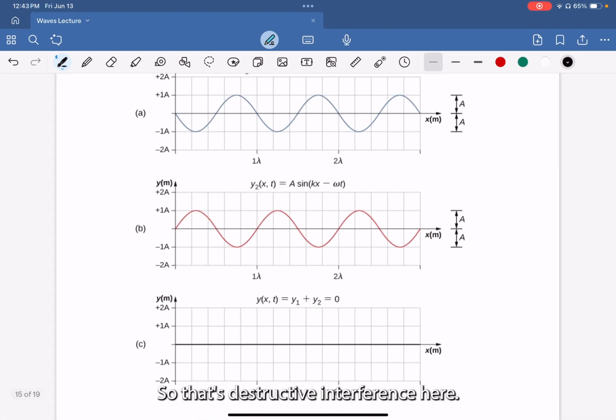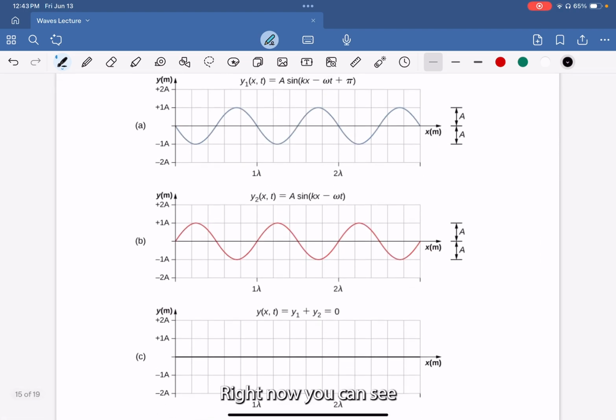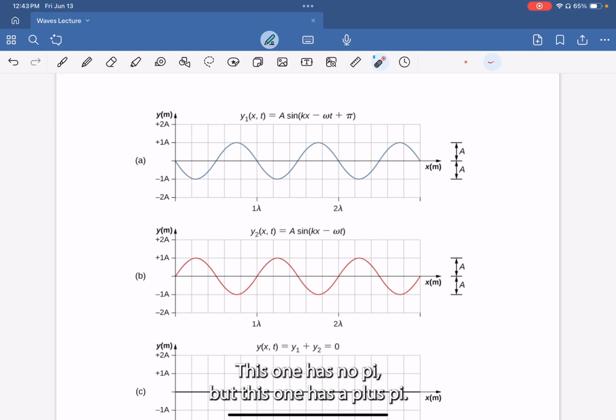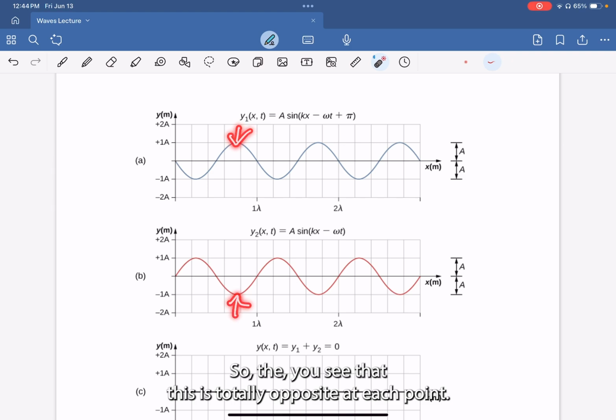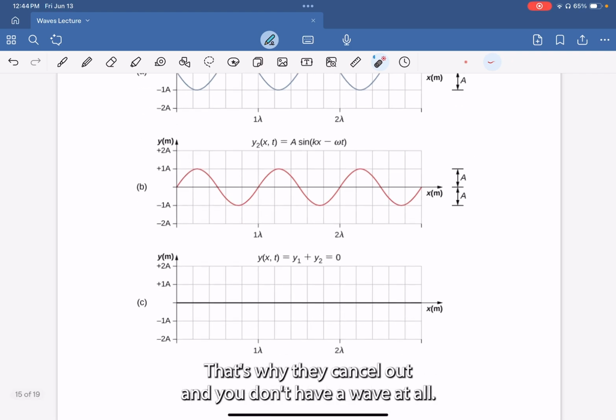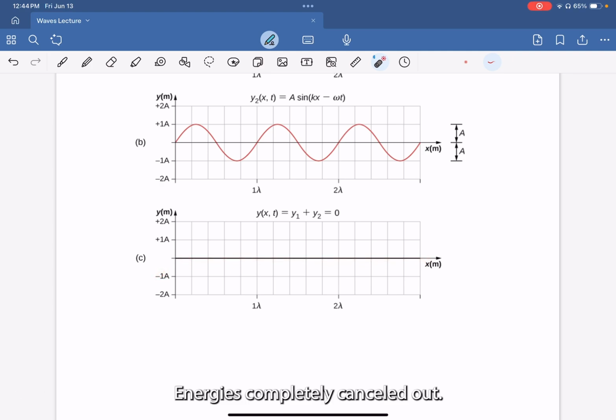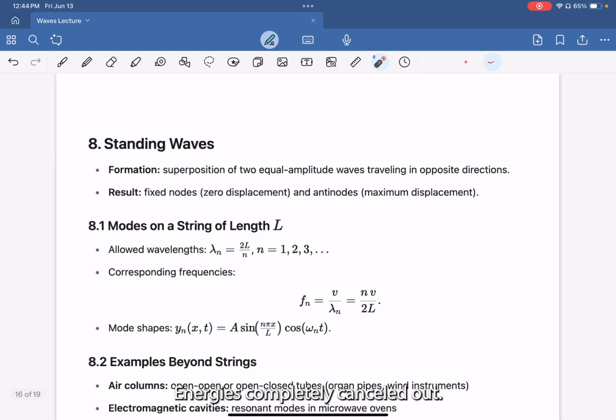So that's destructive interference here. Right now, you can see, just look at the waves. See the phase difference? This one has no pi, but this one has a plus pi. So you see that this is totally opposite at each point. That's why they cancel out, and you don't have a wave at all. Energy is completely canceled out. And that is what is called a standing wave, right?